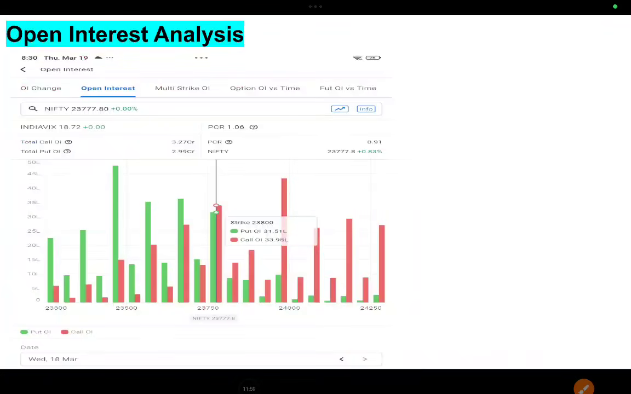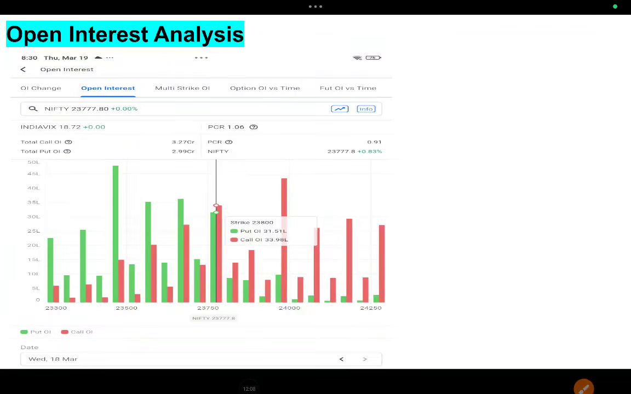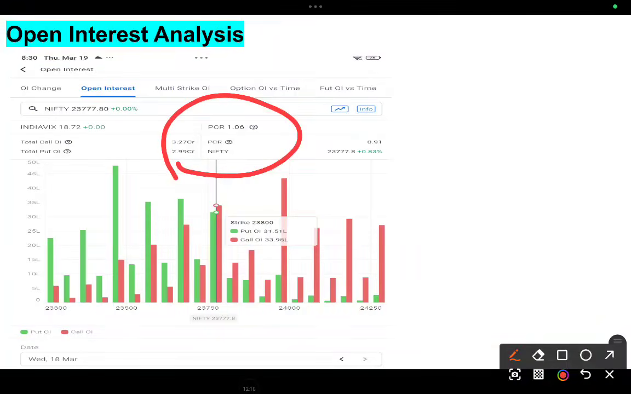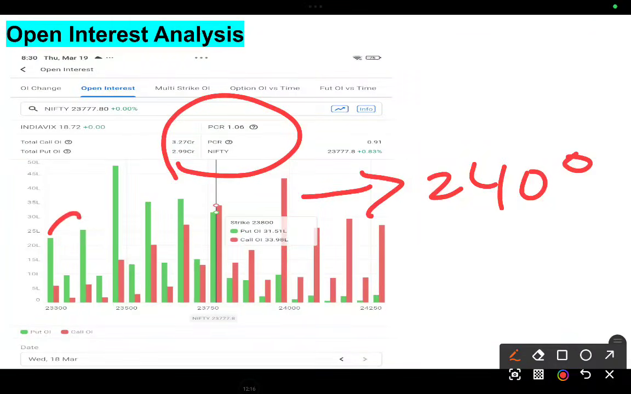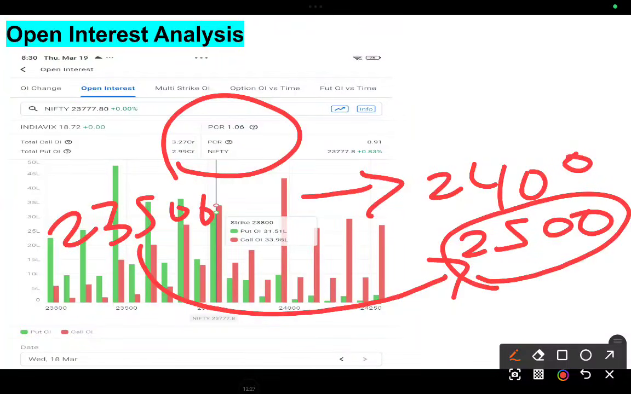All right, so open interest. I think there is nothing much to discuss. We are still at 1.06 PCR, you can see over here, and the major resistance is at around 24,000 and major support is around 23,500. So for today's session, if 23,500 breaks, then we can go further downside to 23,200.